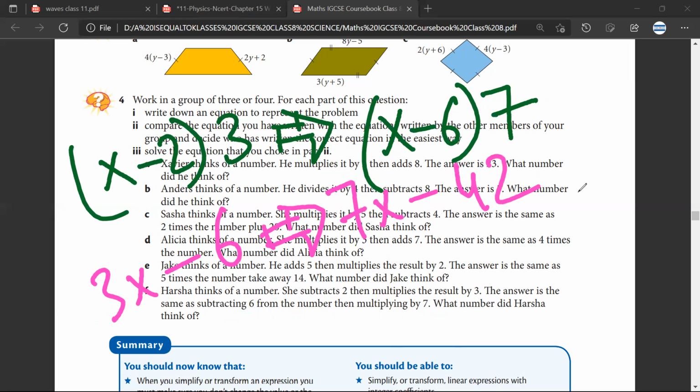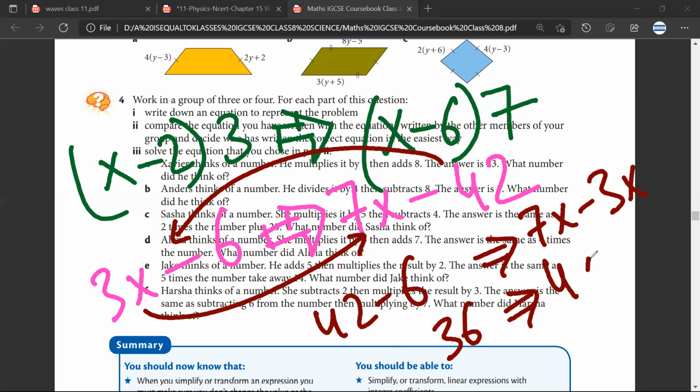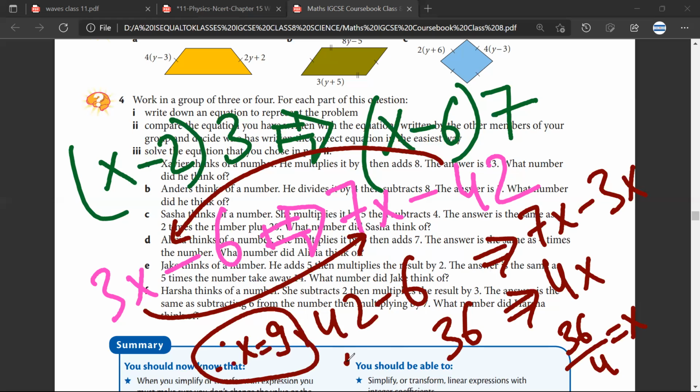Okay. Next. We'll bring minus 42 to the left hand side and 3x to the right hand side. So it will become 36 equals 4x. So x equals 36 upon 4. So the answer will be 9. So tell me, any doubt? No, sir.